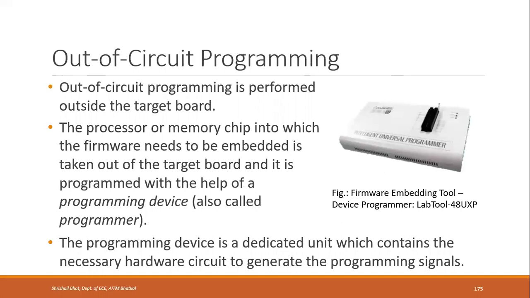The first one we have is out of circuit programming. As the name itself suggests, out of circuit programming means you have to remove the microcontroller or processor out of the circuit for programming. So this is performed outside the target board. The processor or memory chip into which the firmware needs to be embedded is taken out of the target board, and it is programmed with the help of a device that is called a programming device. It is also called a device programmer or simply a programmer.